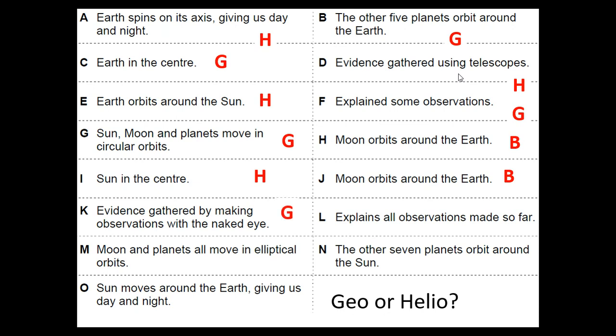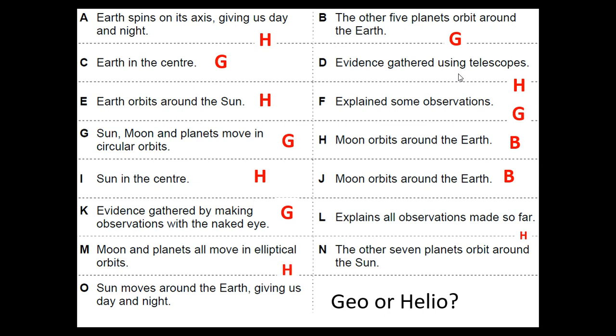So that was the geocentric model. And then what explains all observations made so far? That's heliocentric. Moon and planets all move in elliptical orbits. Now, an elliptical orbit is like a squashed circle. And that's our current thinking, that orbits in the solar system all move not in perfect circles, but in slightly squashed circles. So they're called elliptical orbits.